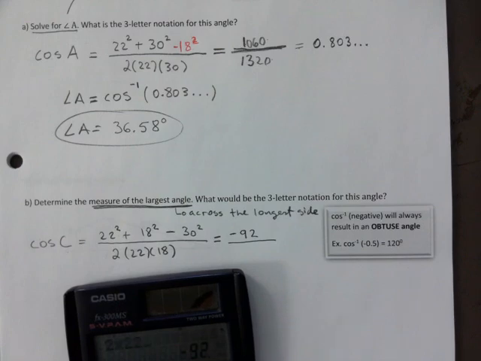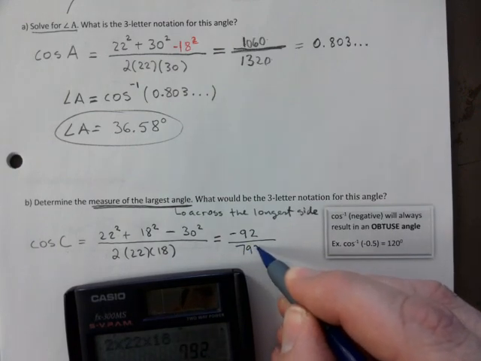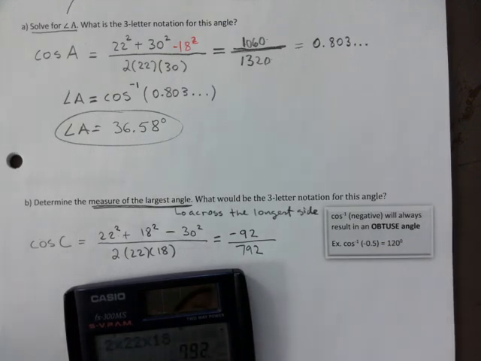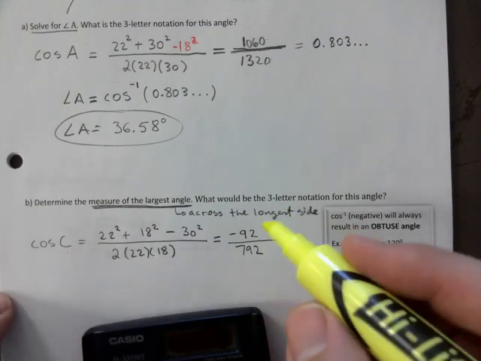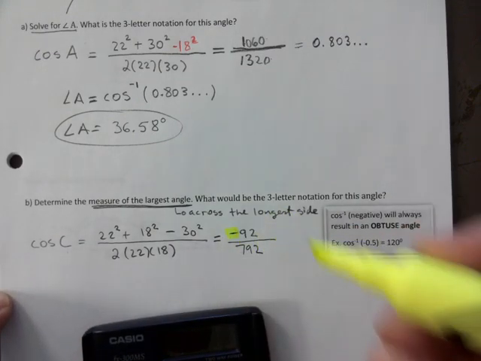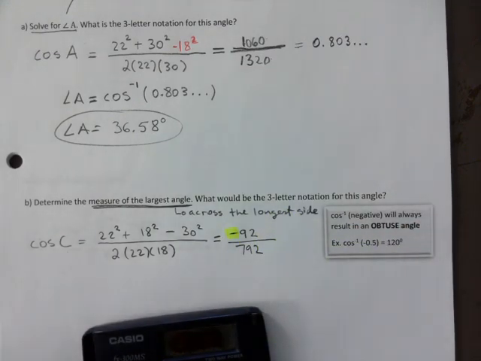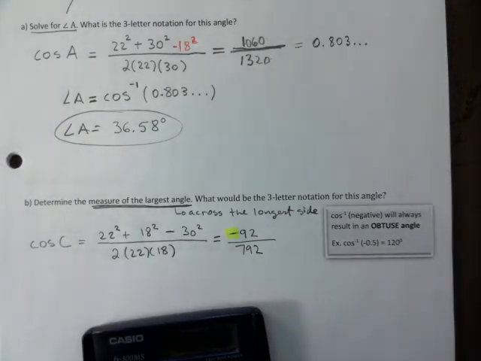Denominator is 2 times 22 times 18. That's 792. We're going to highlight this part. That tells us something about this scenario.